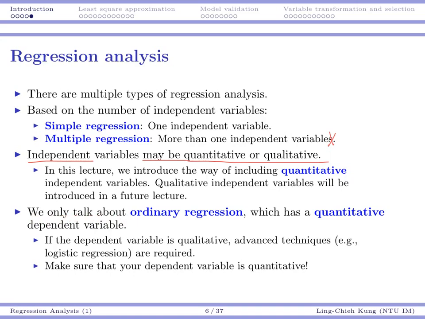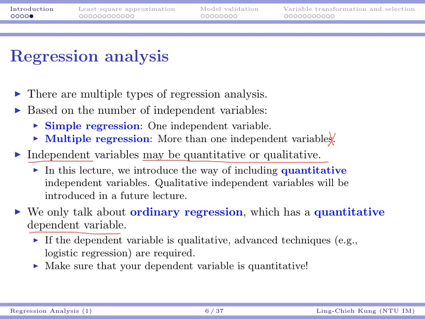We will only talk about the so-called ordinary regression, where the dependent variable is a quantitative variable. Okay, so again, it's also possible to have a qualitative dependent variable. That's possible. But if we want to do that, we need some advanced techniques, which is somewhat quite different from the ordinary regression we introduced in this lecture. So basically in this course, we will only talk about ordinary regression. In this series of lectures, we will only talk about ordinary regression.